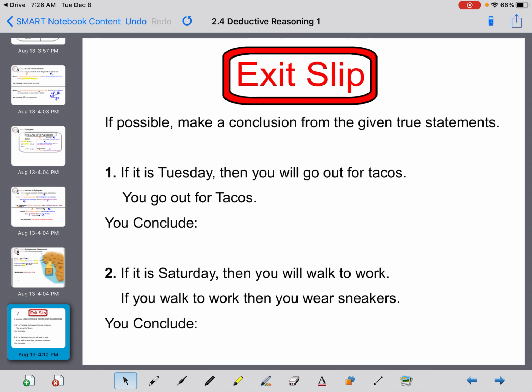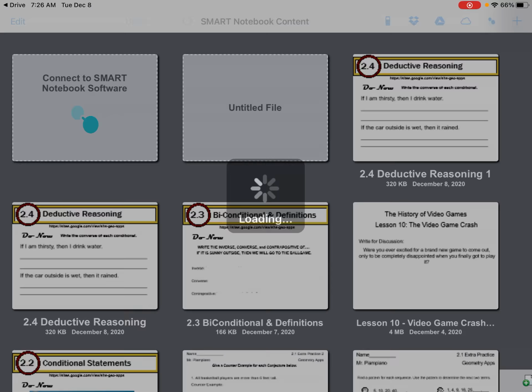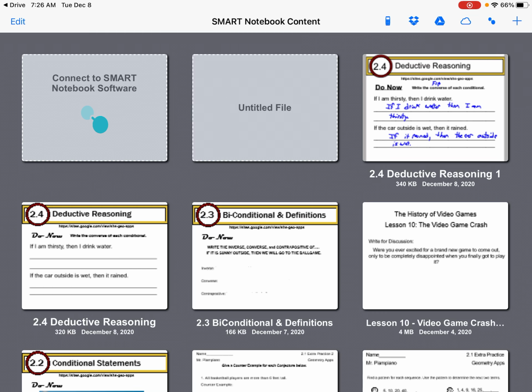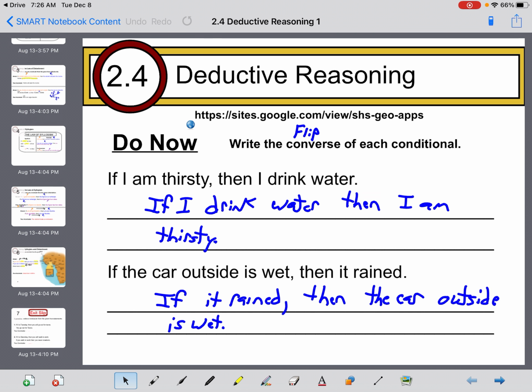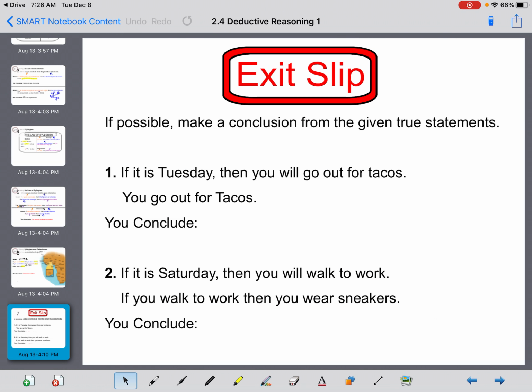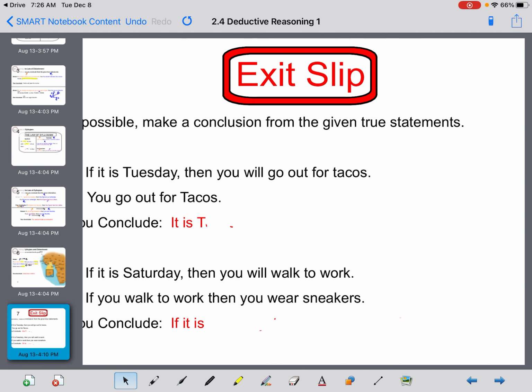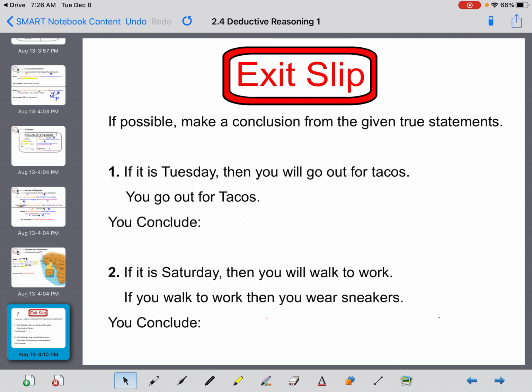Your exit slip. If possible, make a conclusion from the given true statements. If it is Tuesday, then you will go out for tacos. You go out for tacos is the other fact that they give us, which means we can conclude it is Tuesday.